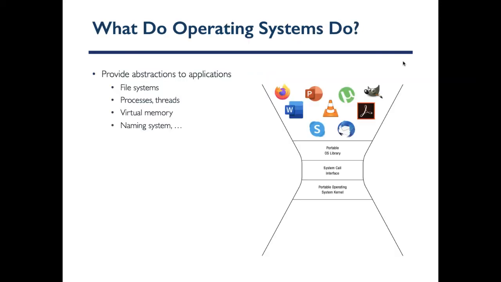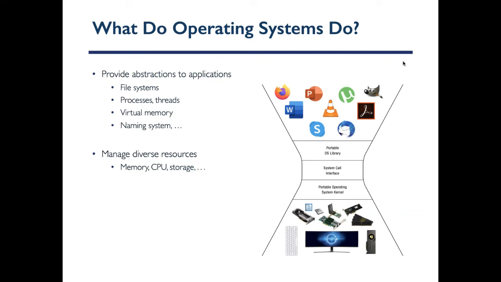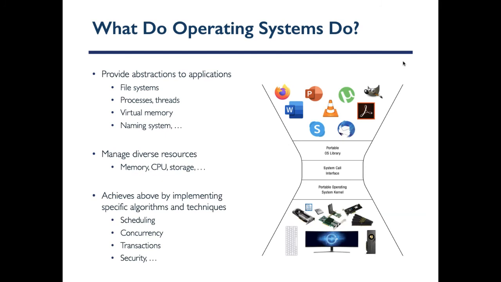So to just put it all together, what do operating systems do? Well, they provide an abstraction through file system, processes, threads, virtual memory, naming systems. They also manage devices, and they do this by implementing a bunch of algorithms and mechanisms that would be the focus of this course. We're going to talk about scheduling. We're going to talk about how we can implement concurrency, how can we implement transactions, security.